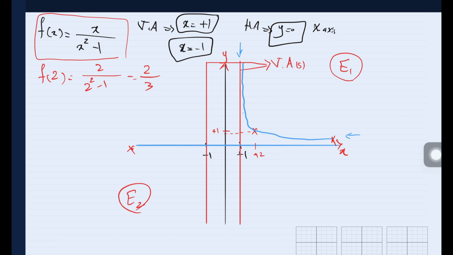Now, for the other ending behavior, let's have this -2 here. If I want to calculate f of -2, then it's going to be -2 over (-2) squared minus 1. So then I have -2 over 3.